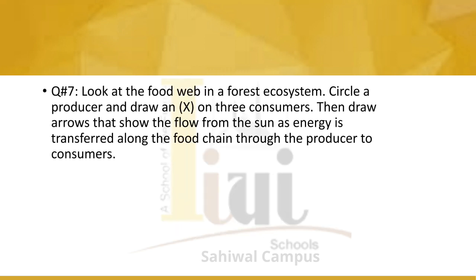Question number 7, look at the food web in a forest ecosystem. Circle a producer and draw an X on 3 consumers. Then draw arrows that show the flow of energy from the sun as it is transferred along the food chain through the producer to the consumer. First you have to circle a producer in the food web diagram on page number 21, then mark 3 consumers, and after that draw arrows which show how the energy is transferred from the sun to producers and then to consumers.